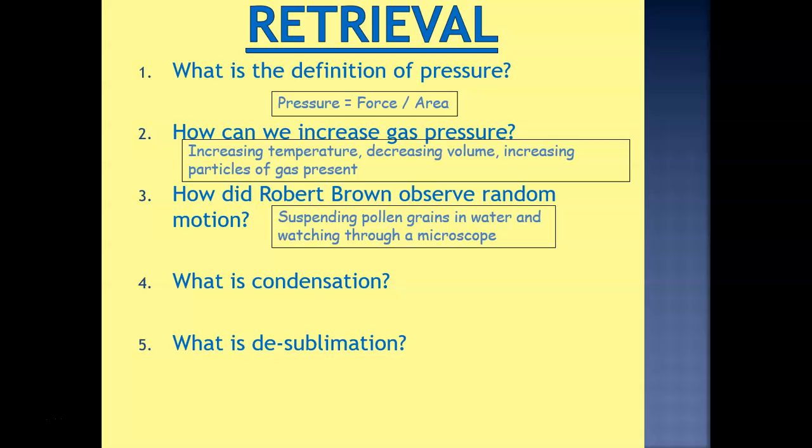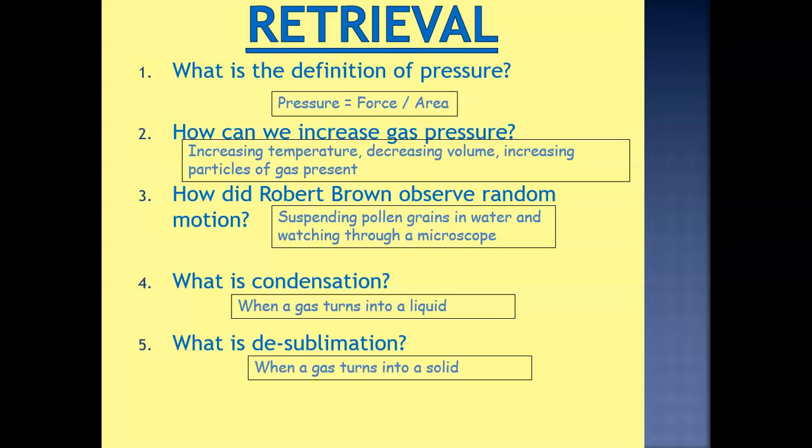Question 4. What's condensation? Condensation is when a gas turns into a liquid. And question 5. What is desublimation? Desublimation is when a gas turns straight into a solid. It misses out the liquid part and goes straight into a solid.